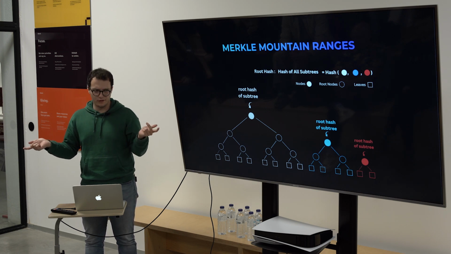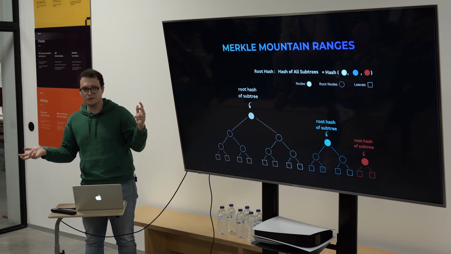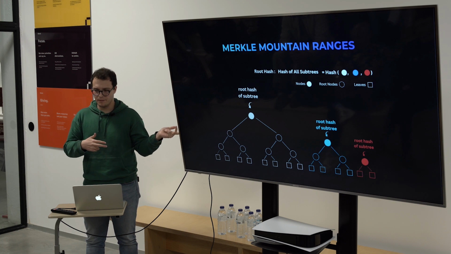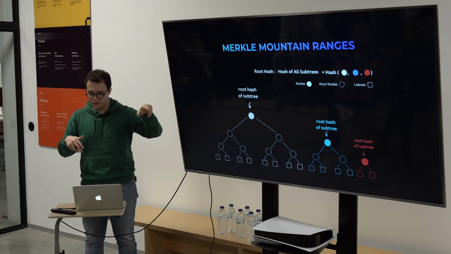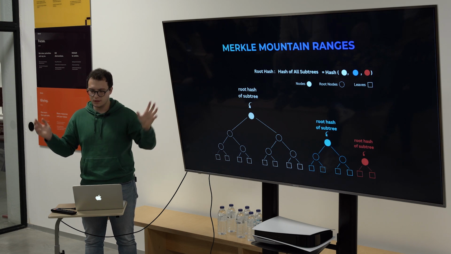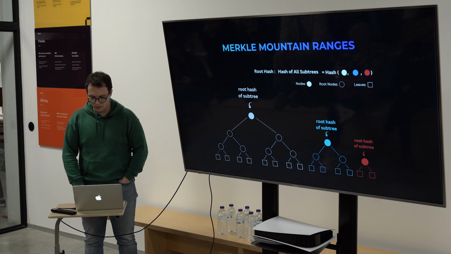And Merkle mountain ranges is essentially this idea that I have like an array of Merkle trees, but appends are very, very cheap. And the trade-off is that verifying the proofs, so proving that something is in the set, is a little bit more expensive. But that's okay. That's a good trade-off.